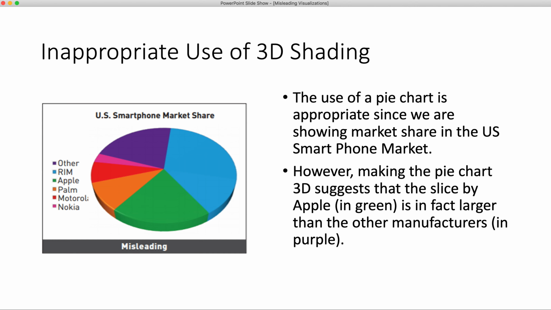The other issue, of course, is that the colors in this pie chart make it impossible to understand for people with certain forms of color blindness, and we'll come back to that later in this session.